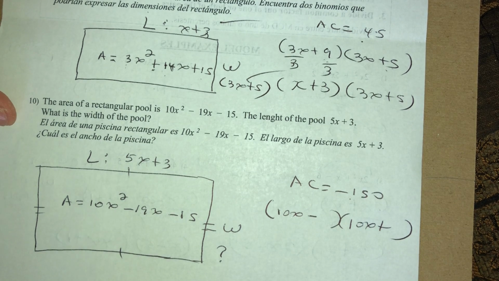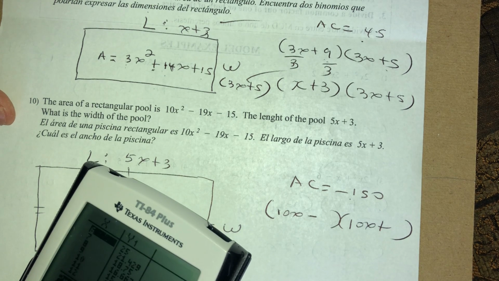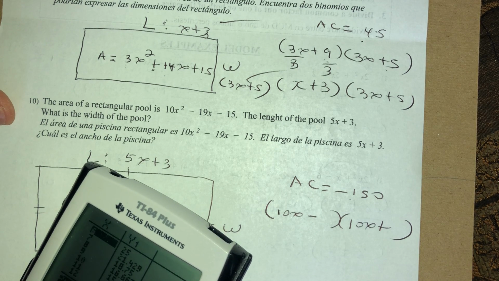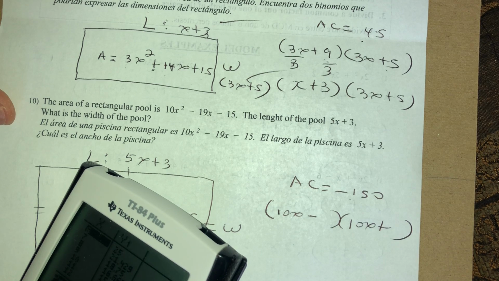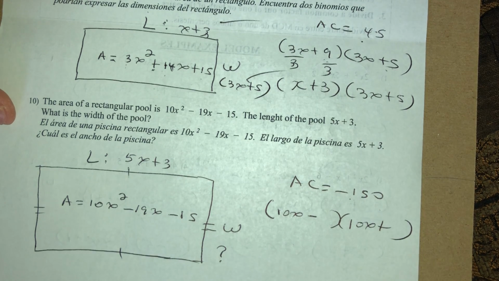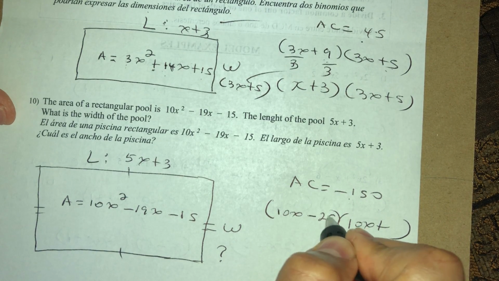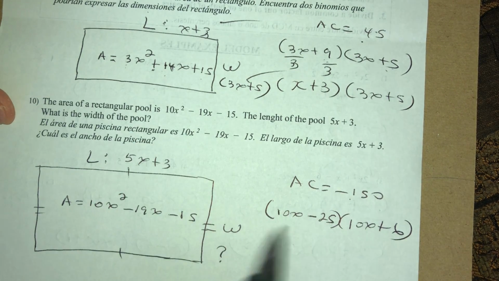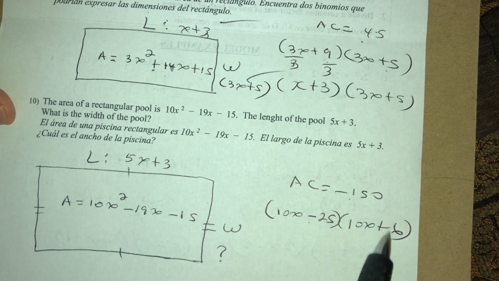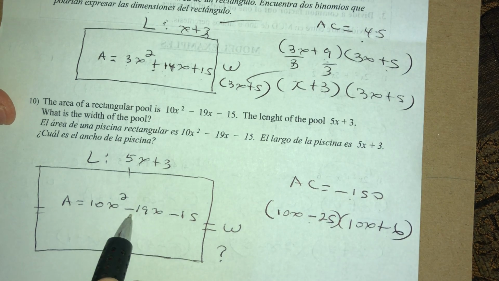So let's see, let me use my trick here, 150 divided by x. So let's see, 50, 25 and 6. 25 and 6, because remember, the 25 has to be the largest and 6 has to be the smallest. 25 times 6 is 150 and 25 minus 6 is 19.